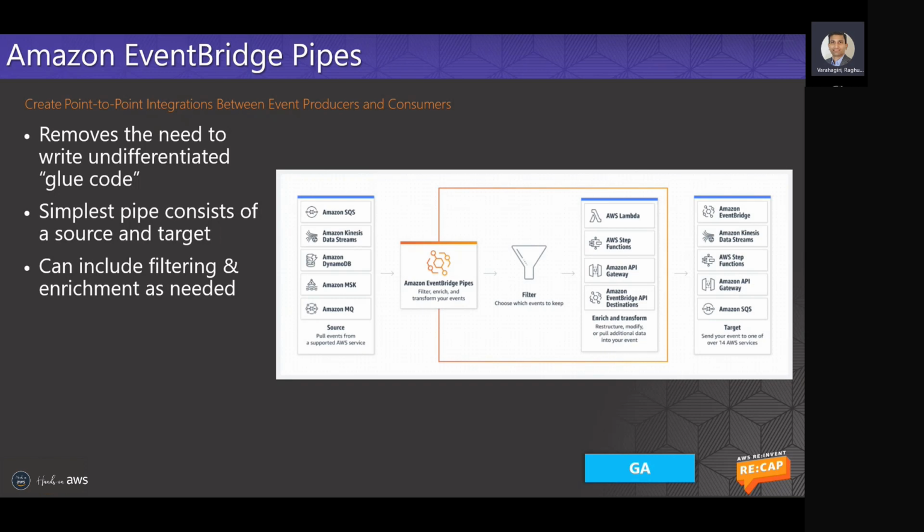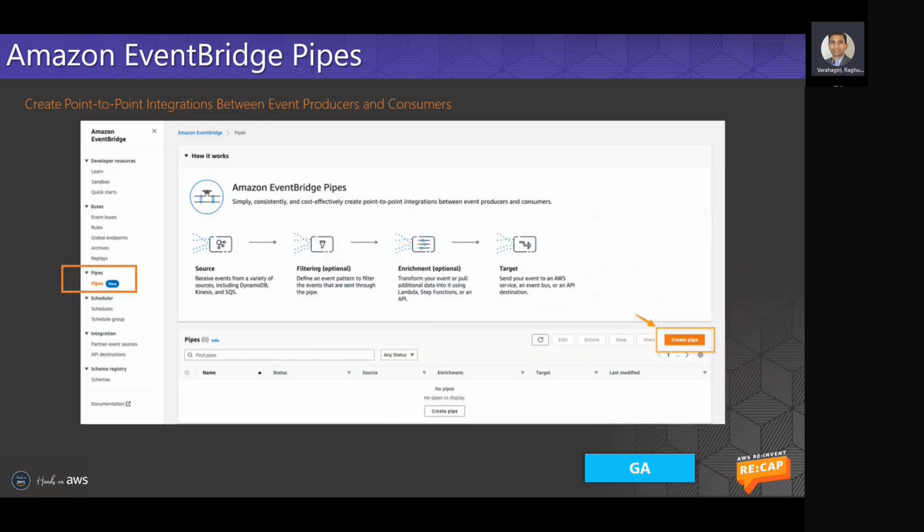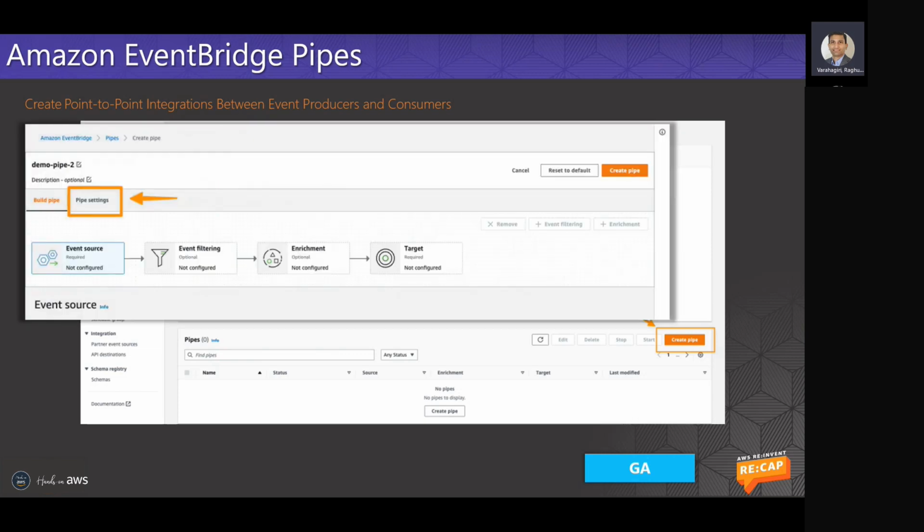EventBridge Pipes is currently limited to around 6 source services, around 4 enrichment services, and, I think, around 14 destination services. But this is bound to increase in the future. What you typically do here is, in the Amazon EventBridge console, you see a new item on the left side menu called Pipes, and you go there and click on create a pipe, and you get a canvas again, right? You broadly have this pattern of an event source, optional event filtering, an optional enrichment step, and a mandatory target step. So this is the broad four-step process that it goes through.